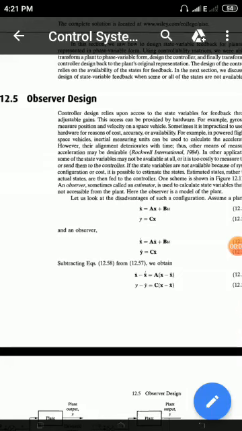Good morning, class. In the previous lecture, we have already seen how to design a controller. Later, we have also seen the concept of controllability and observability. In this lecture, let's start with the observer design.